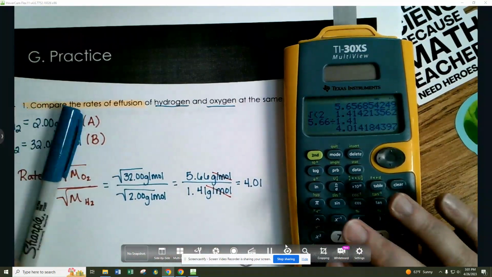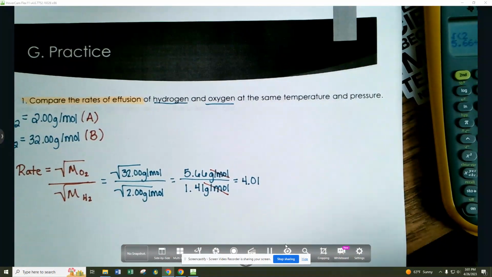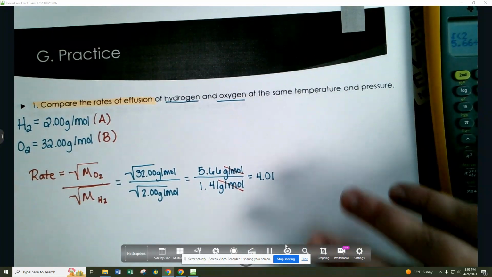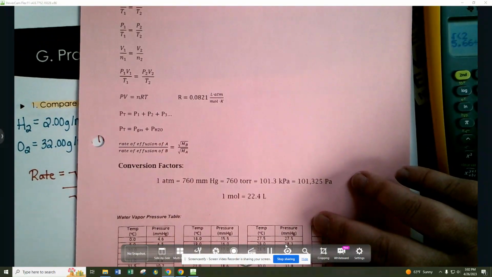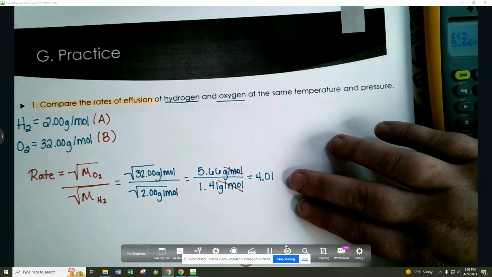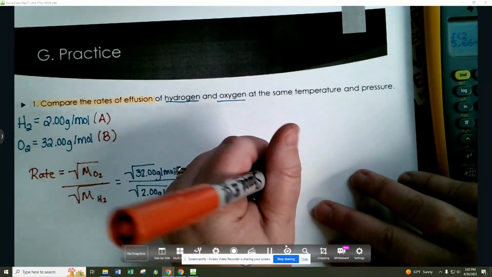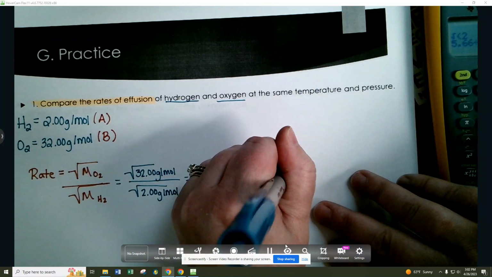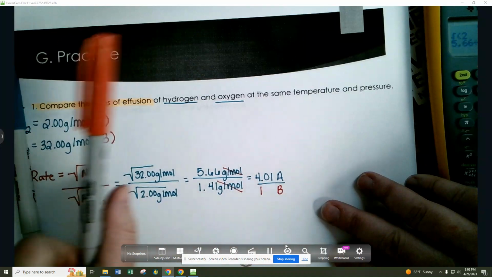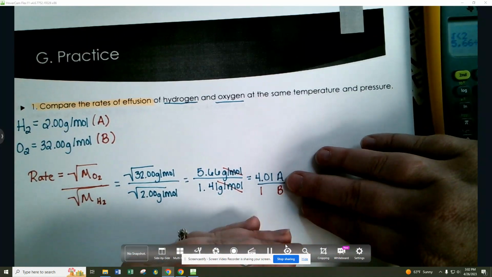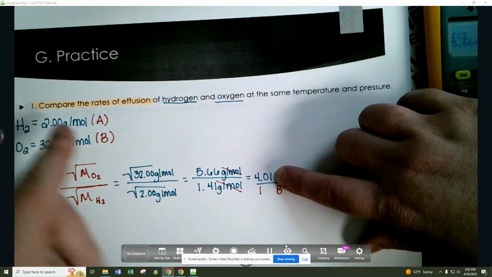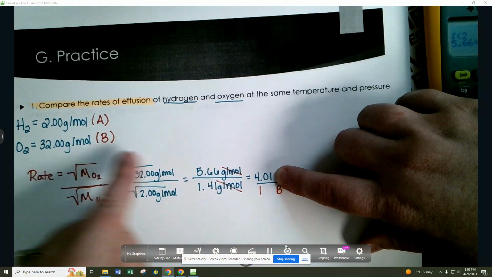What we're doing with this law is we're looking at how much faster hydrogen is going to move, because hydrogen is the light gas. If you look back at our formula, it says rate of A over rate of B. We essentially solved for this entire side of the equation. So this is saying that 4.01 is the rate of A, and we could just substitute in 1 for the rate of B. So when you get your answer here, this is telling you how much faster the light gas, hydrogen, is moving compared to the heavy gas, oxygen.